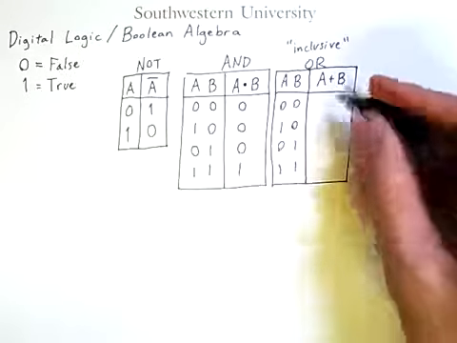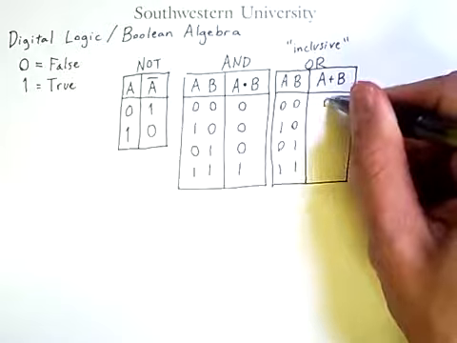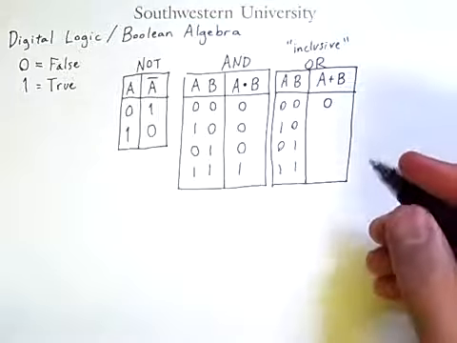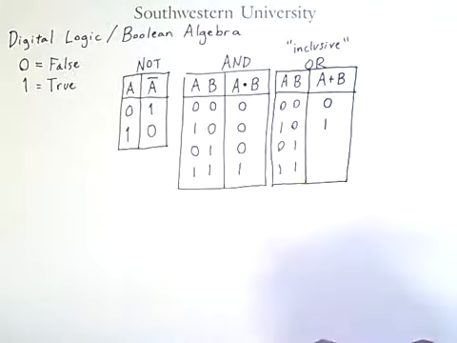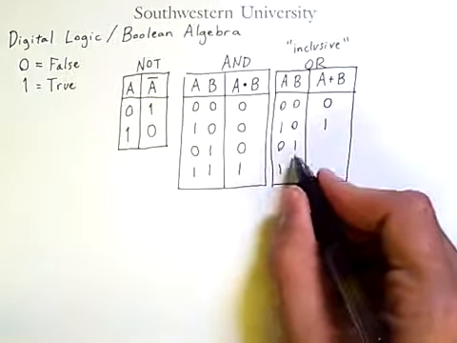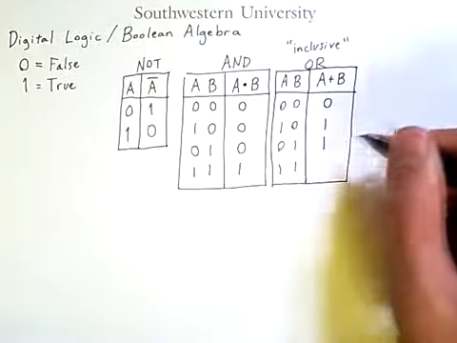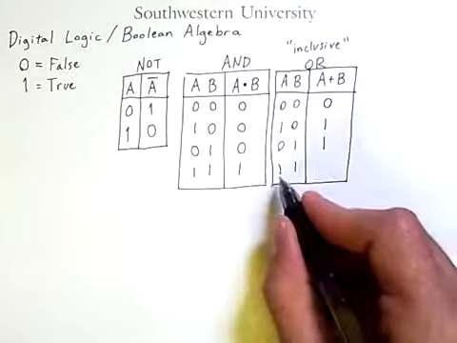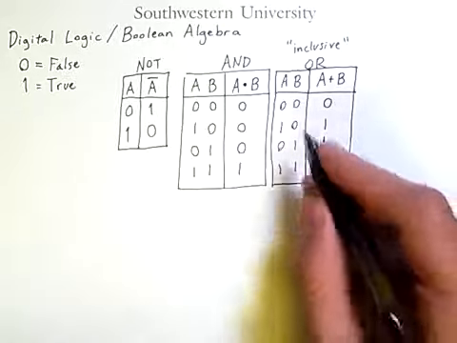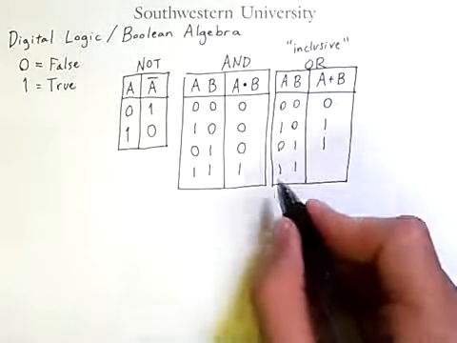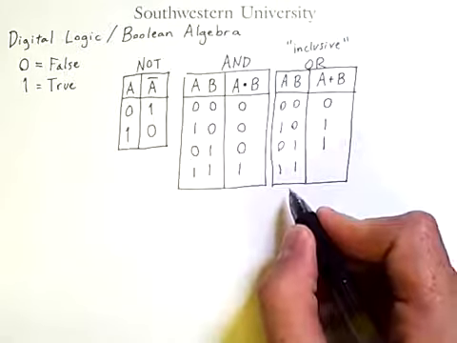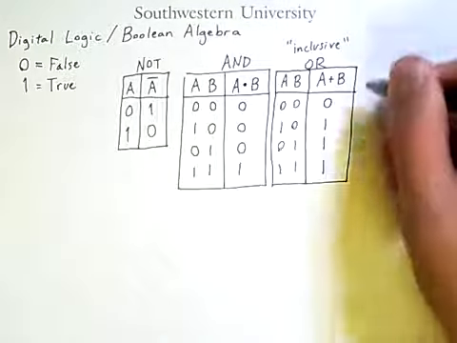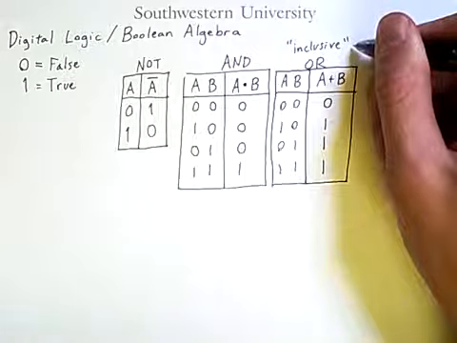So if they're both 0, then the answer to my question is false, and I put a 0 here. If a is 1 and b is 0, then at least 1 is a 1, so I put a 1 as my result, and that holds true regardless of the order of the variables. Now this last row requires some thought. The question is, is it true that at least one of the variables is true? Well, if they're both 1, then yes, at least one of them is a 1. So I will put a 1 here, and this is the reason that this is an inclusive OR operation.